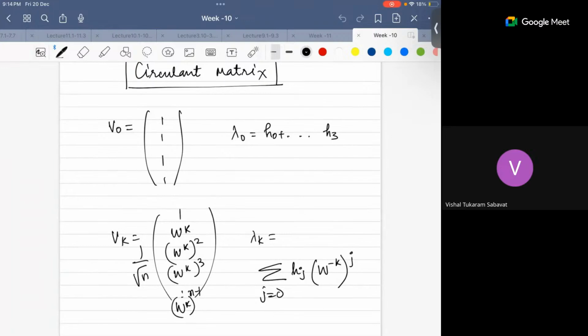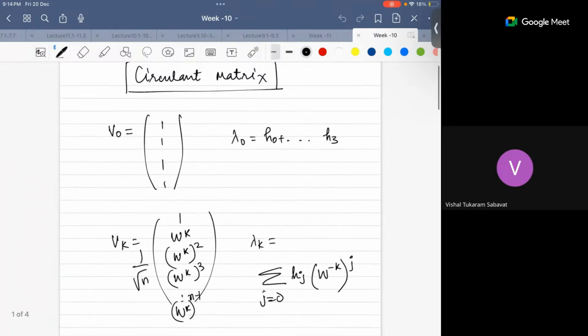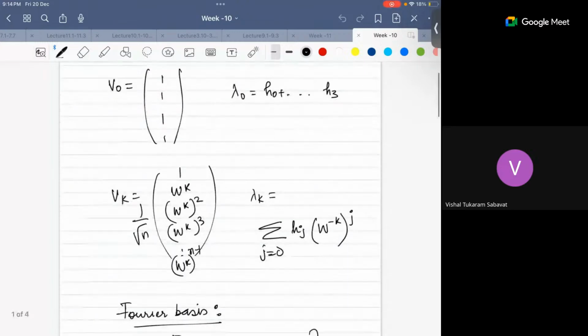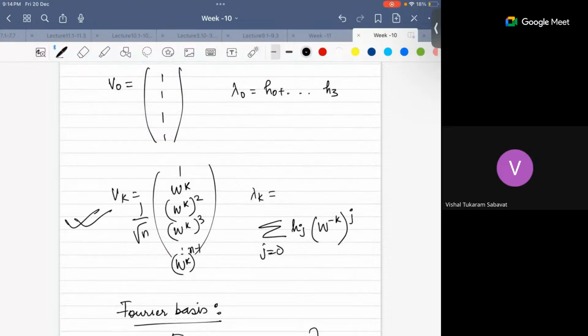For a circulant matrix, whatever matrix has been given to you, mostly you'll be asked to calculate lambda naught. The best part is you can directly calculate one eigenvalue, and even one eigenvector, without any problem. You can directly do the summation and you'll get it. Similarly, you already have the formula for the eigenvector.